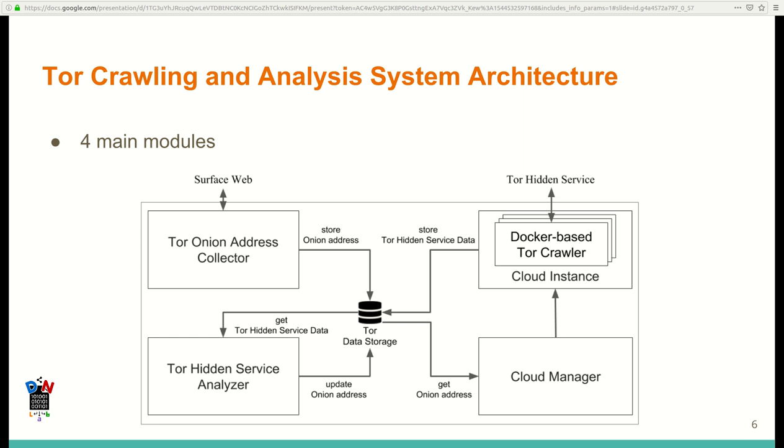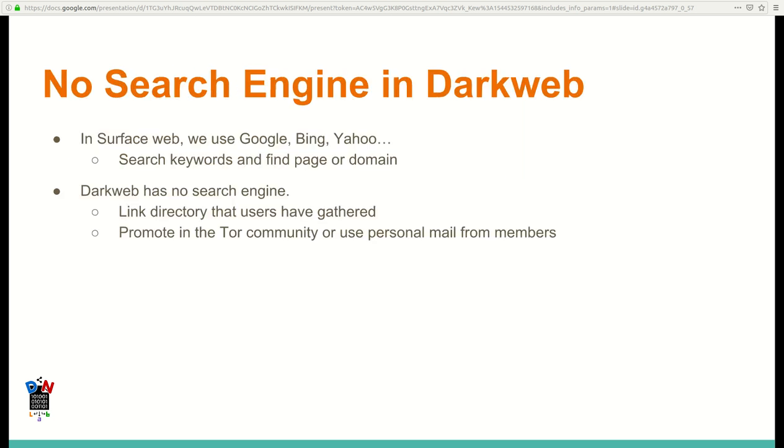Now, let me explain some modules that are important in the operation of the system. First, we need to collect onion addresses in order to crawl Tor's hidden service. But where can we find the onion address of the hidden service? In general, we use a search engine to find web pages, search keywords, and find the relevant pages to collect. However, Tor does not have a search engine like Google or Bing. Hidden services are notified via Tor's community or private emails through membership. For this reason, the onion addresses of hidden services are typically collected manually.